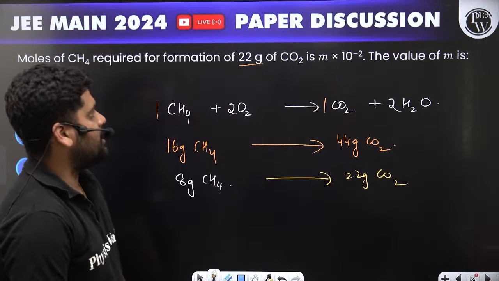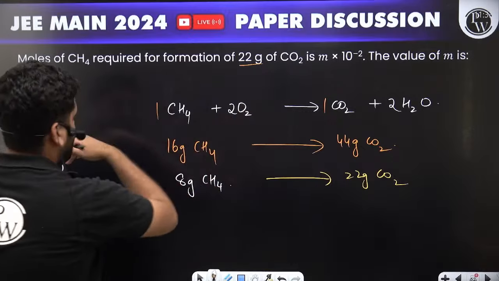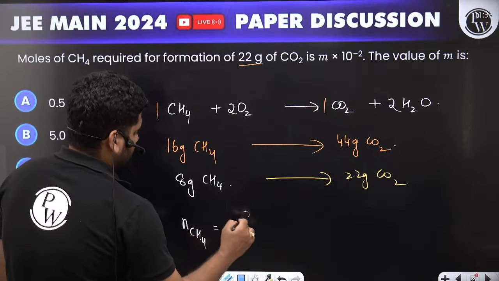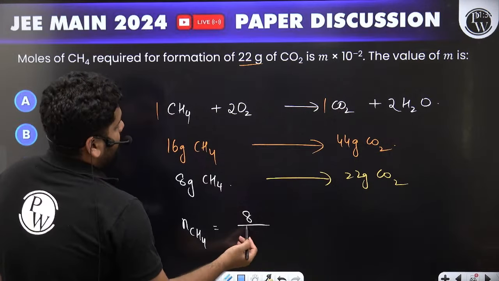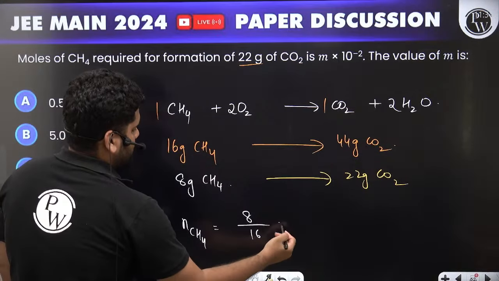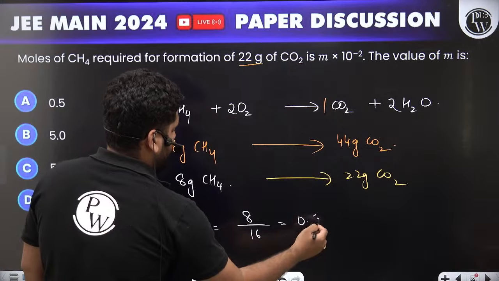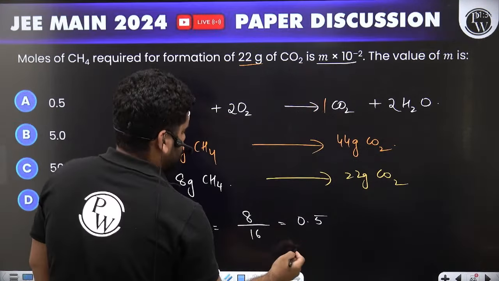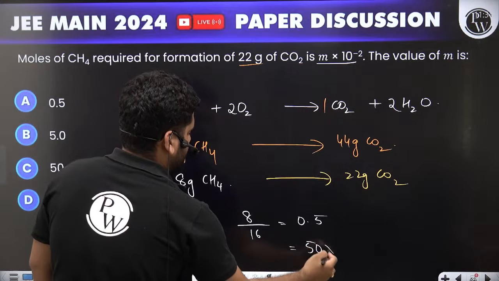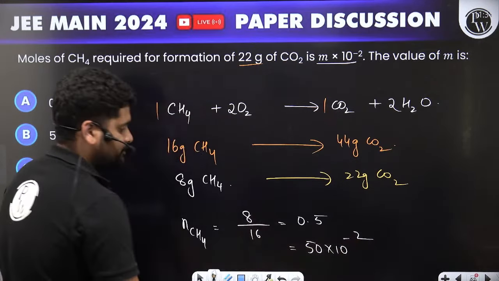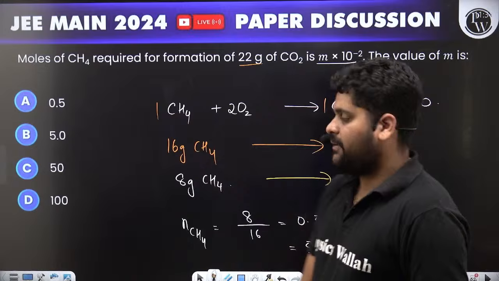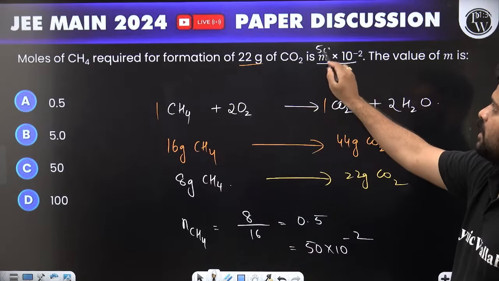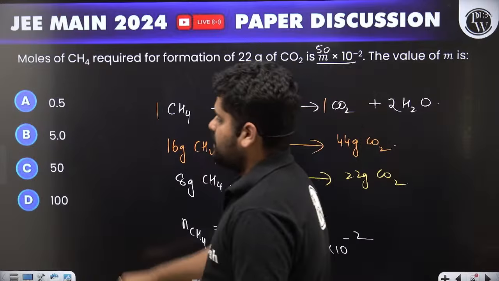Okay. Now the question is, convert this into moles. Number of moles of methane is equal to given mass divided by molar mass of methane. So this is going to be 1 by 2, which is 0.5. You need to express it in this way. So this would be written as 50 into 10 to the power minus 2. That's it. 5 into 10 to the power minus 1 or 50 into 10 to the power minus 2. The value of M is going to be 50. The correct answer for this question is option C.